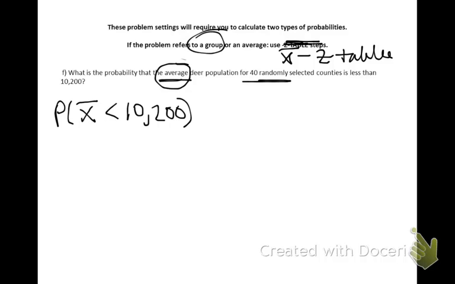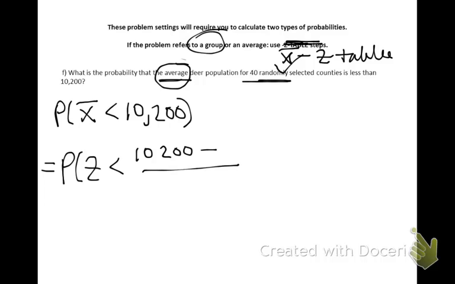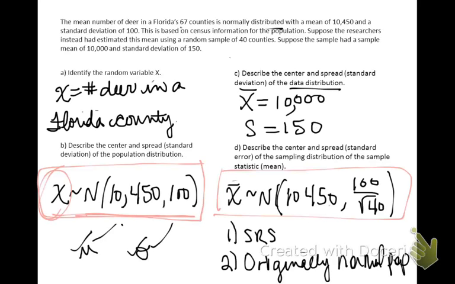We're now doing Xbar-Z-Table steps. Well, we've written it in terms of X bar. Our next step is to go to the Z. To convert to a Z, you take your observation and you subtract a mean and divide by a standard deviation, which we're now calling a standard error. Let's go and find what these two values are. Coming back to this page, if you're talking about one county, a county, you use X. When you're talking about the average of a group of randomly selected counties, such as 40 random counties, you're talking about an X bar. So we're going to be using this distribution to work out the probability.